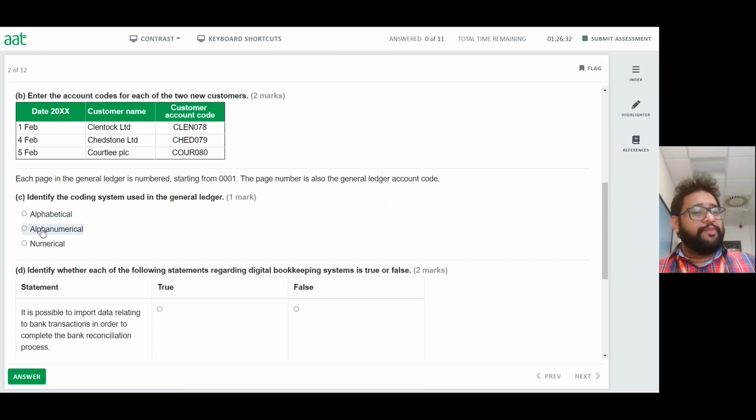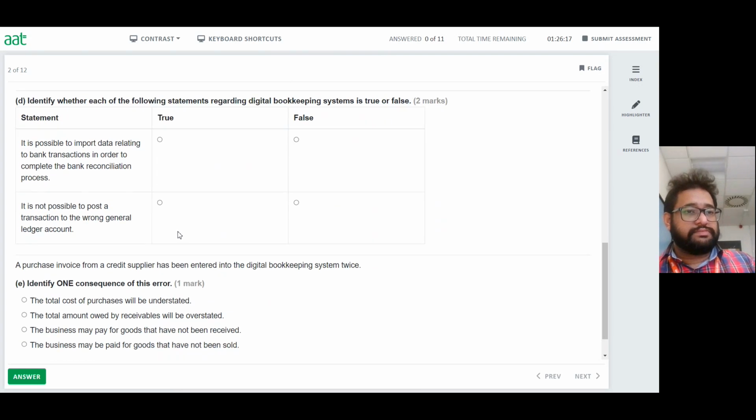Therefore, it's not alphanumerical or alphabetical. It has to be just numerical, because any coding that just consists of numbers is numerical. If it's going to be letters and numbers like the previous one, they call it alphanumerical. If they just use letters instead of numbers, that would be alphabetical.